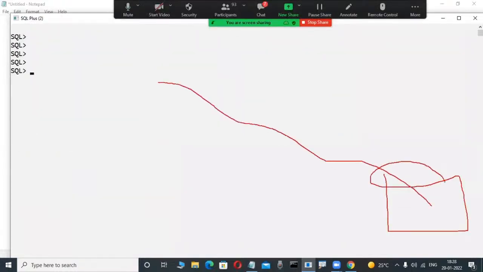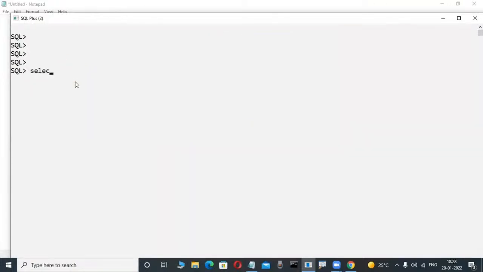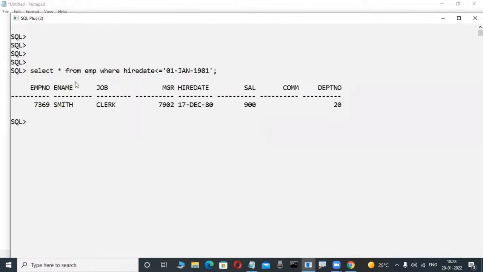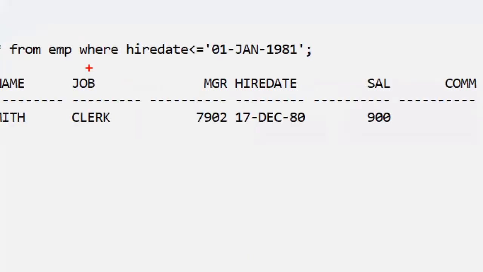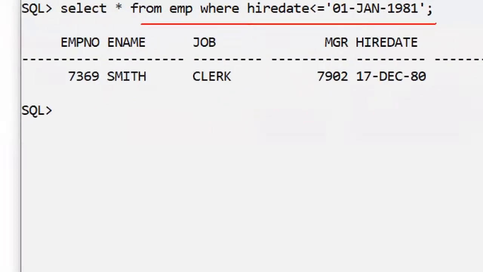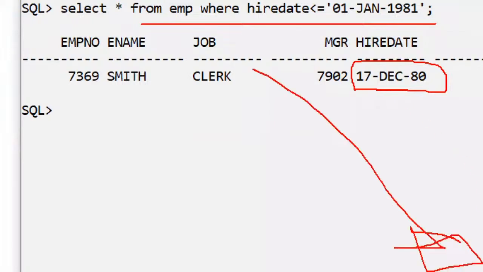How do they fetch this data? They write queries. Observe here: select star from table name where hire date is less than or equal to 1st January 1981. Just by writing the query, the data is displayed automatically. With a single line of code, the employees who joined before 1981 are retrieved from the database automatically.